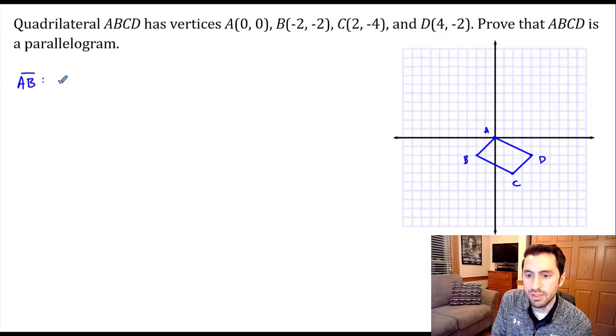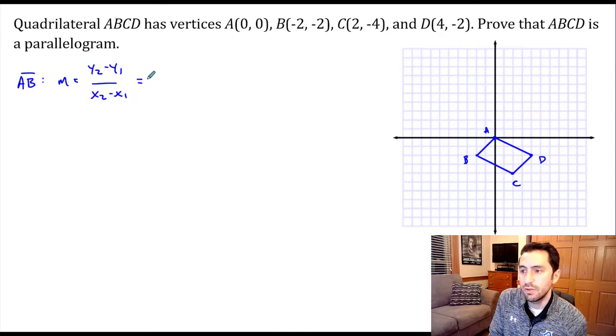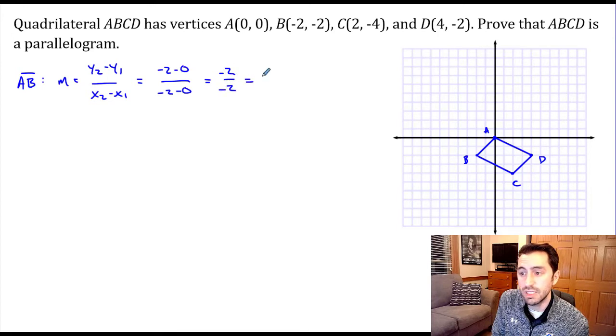So now I can use the slope formula, in which we subtract the y values in the numerator and we subtract the x values in the denominator. So for AB, we have -2 minus 0, and in the denominator we also have -2 minus 0. So that's going to be -2 over -2, which is equal to 1.